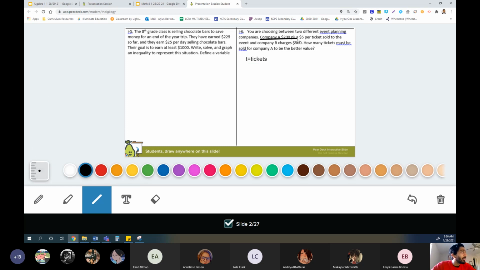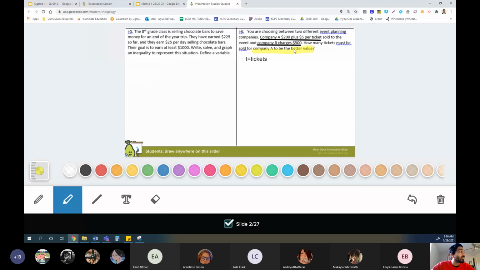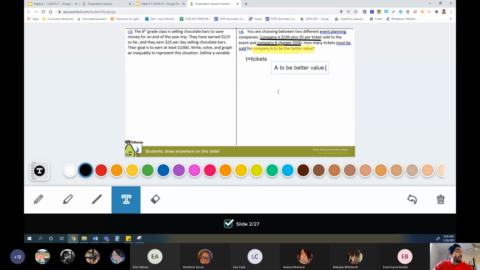So we have Company A and we have Company B. And what is the actual question asking us? It says, how many tickets must be sold for Company A to be a better value? Well, we have to know what this phrase means. Company A is a better value. What does that mean? Better value. We want A to be better value than B.